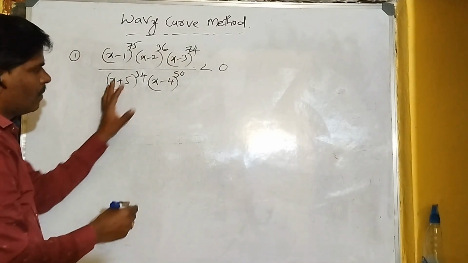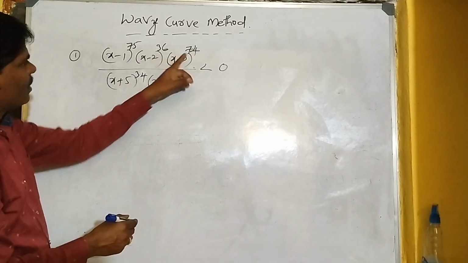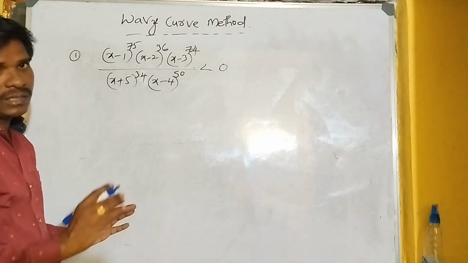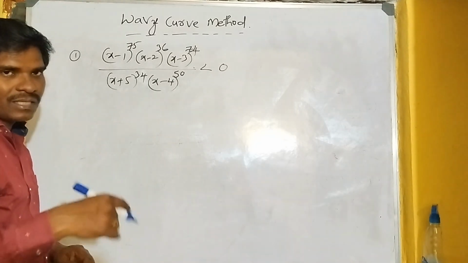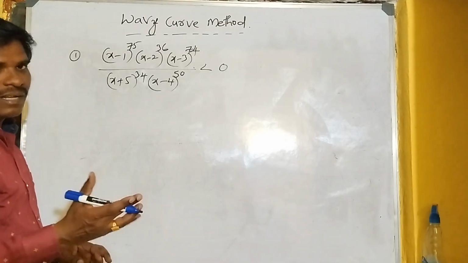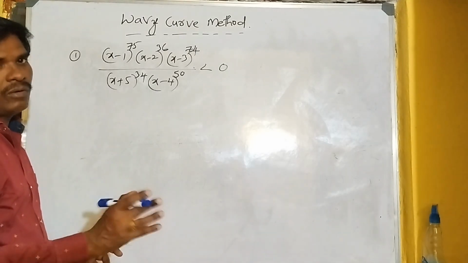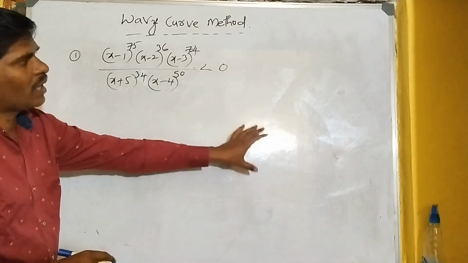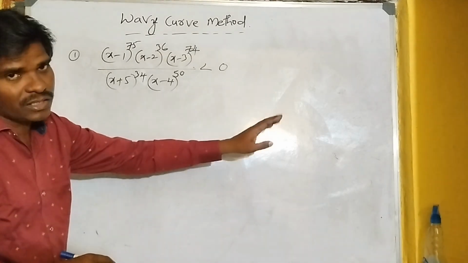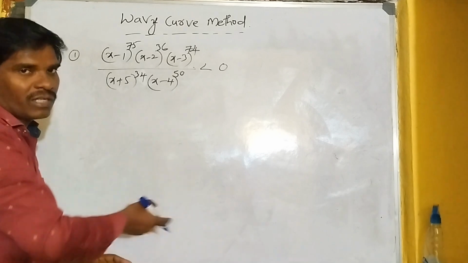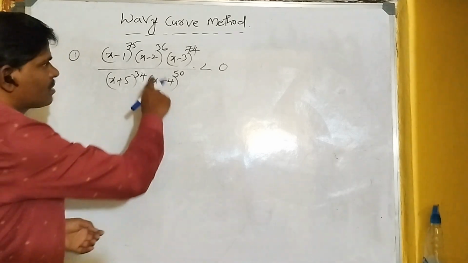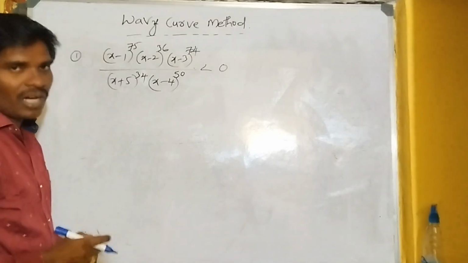Okay, in this case, there are even numbers and odd numbers. Even powers mean the curve does not change. Odd powers mean the curve changes. Odd powers: like in the earlier problems, all were power 1, power 1, power 1. That is the curve interchange. Next, this is an even power, so the curve does not interchange.